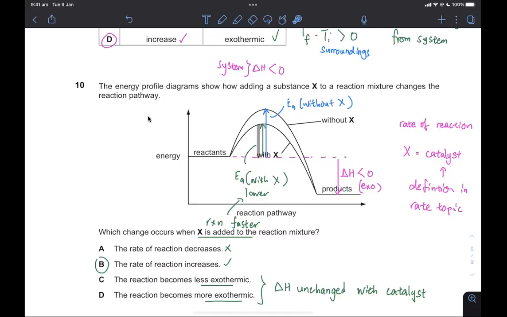Less exo or more exo doesn't change, because if you could see here, starting point is the same, ending point is the same. From the start to the end, there is enthalpy change. Enthalpy change from that reactant level to the product level doesn't change. The value remains exactly the same. It is the activation energy that's the only one that changes when you use catalyst. Hopefully that makes sense there.